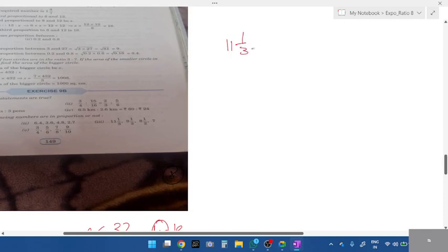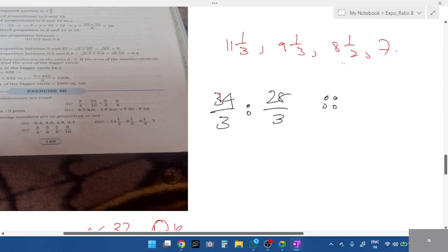11 1 by 3, comma 9 1 by 3, 8 1 by 2, 7. How do you write it? Convert this into mixed fraction. Kashika, tell me the answer. Convert into fraction. How much? 11 by 3. Very good. Is proportion to 17 by 2 is to 7 by 1. Very good.